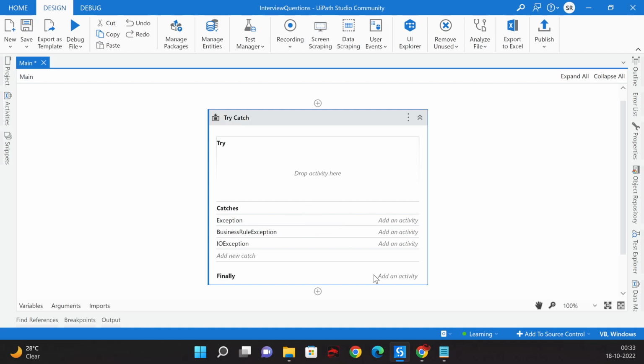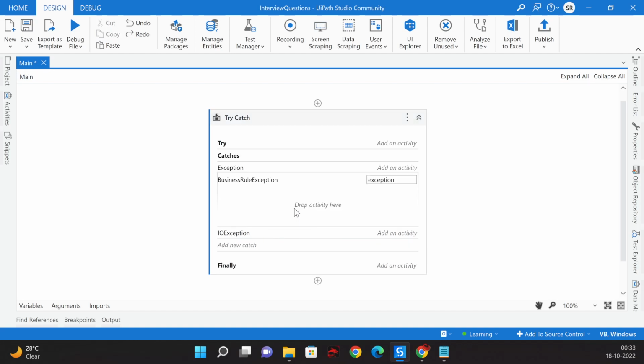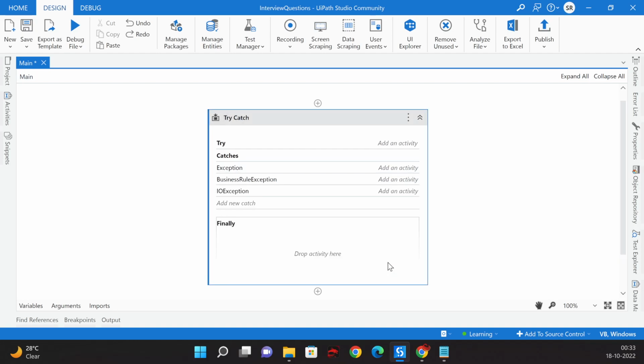And the Finally block will be executed irrespective of whether there is an exception in the Try block or not, whereas the Catch block will be executed only if there is an exception in the Try block. And in case there is an exception in the Catch block, let us suppose we got a Business Rule Exception and it came to the Business Rule Exception Catch block, and an exception happened in it, then the Finally block won't be executed. The only scenario where the Finally block won't be executed is in case any exception occurred in the Catch block. In any other scenarios, the Finally block will be executed.